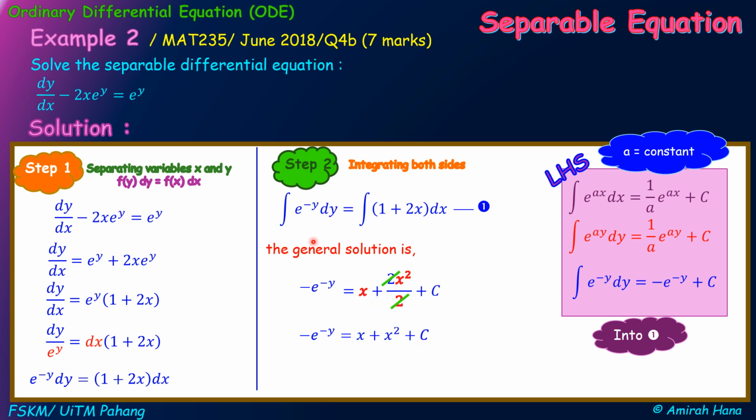If the initial condition is not given, this is the final answer, meaning we do not need to find the value of c. But now, the initial condition is given, so after this, we need to find the value of c. So we can name this equation 2, because after this, we need to find the value of c.